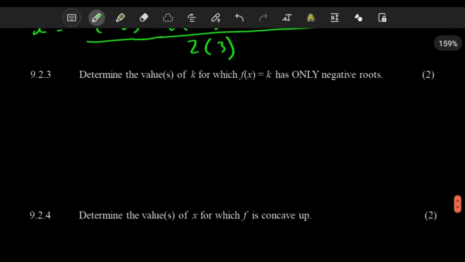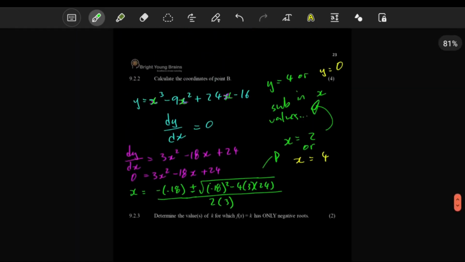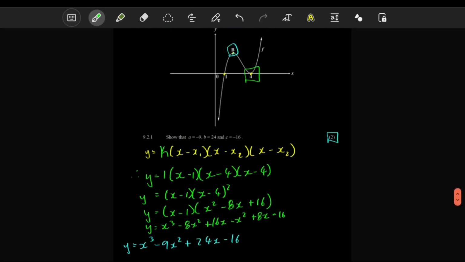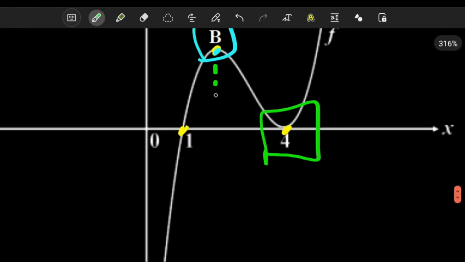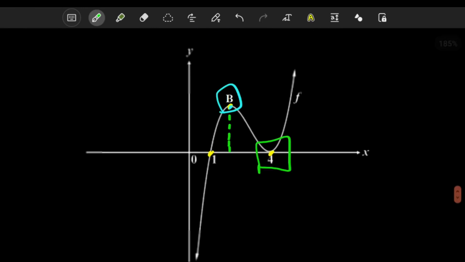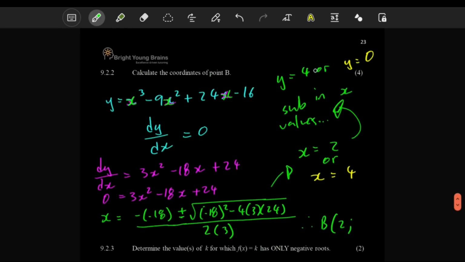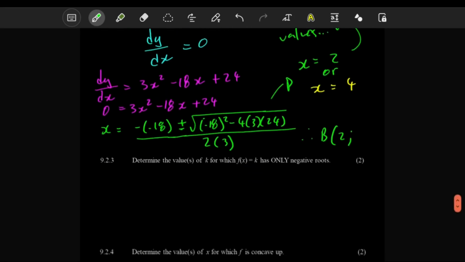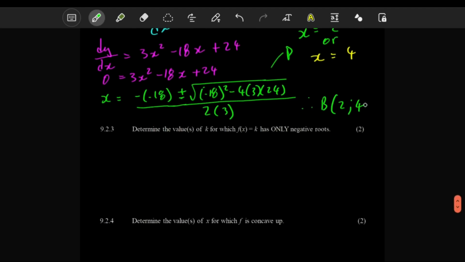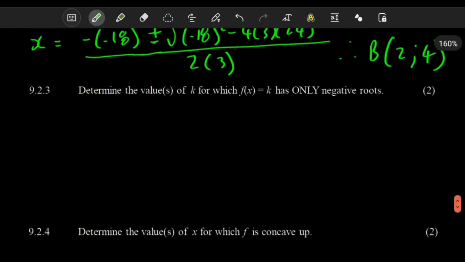Nothing crazy about that question really. But then the thing is, they said we should get B. So B is obviously the one where the x value is smaller than 4, you see. So therefore B, it's the one where the x value is a 2. And if the x value is a 2, we can see that the y value is just a 4 over there. Voila.